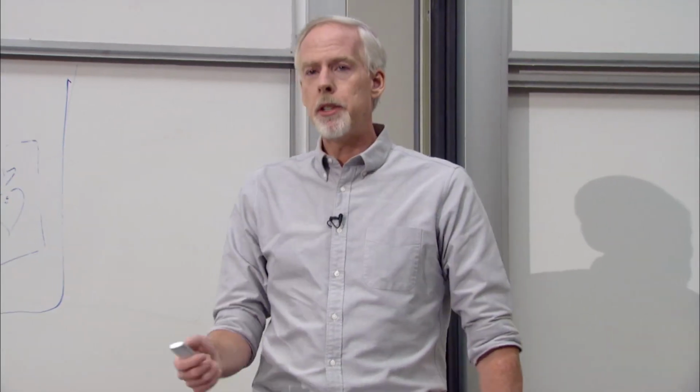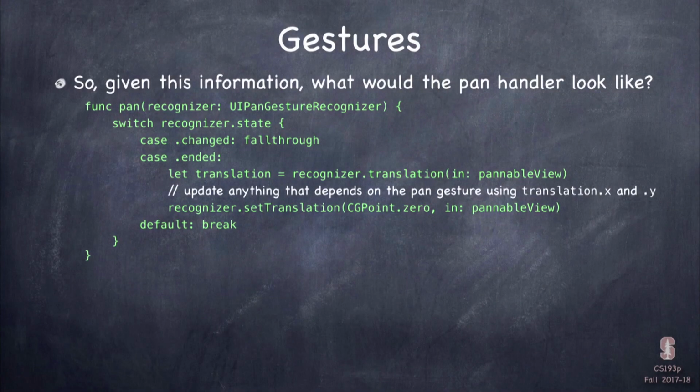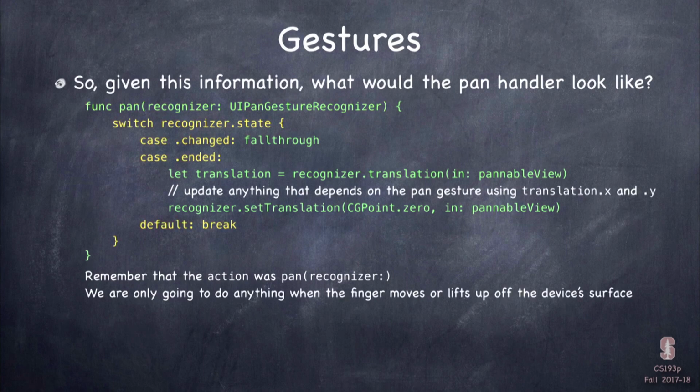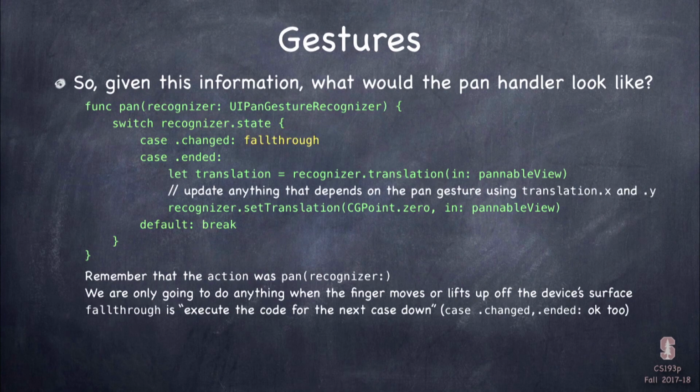All right, so given this information, what would our pan handler, the handler for the pan, look like? Okay, so it's just pan with the argument being the pan gesture recognizer itself handed back to us. And we switch on the state. Okay, we always switch on the state. And if it's changed or ended, and notice I'm using fall through there, but I could have just said dot changed, comma, dot ended there.